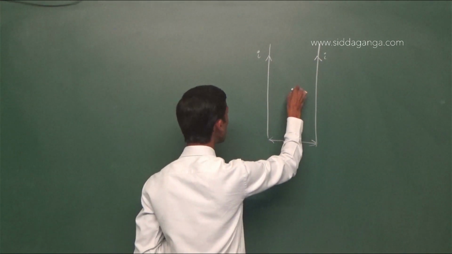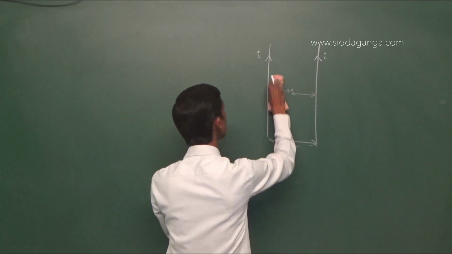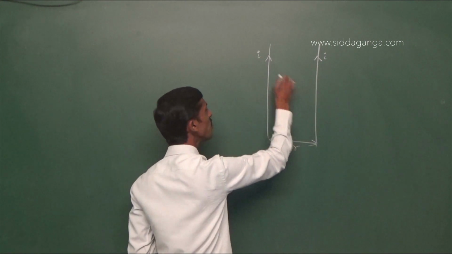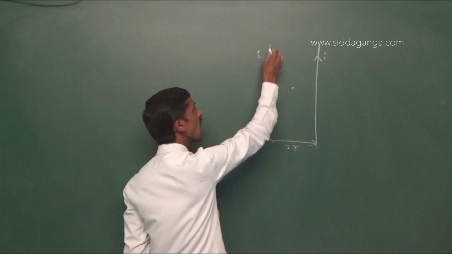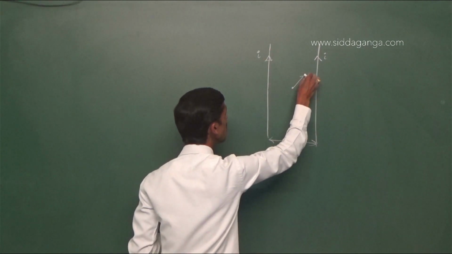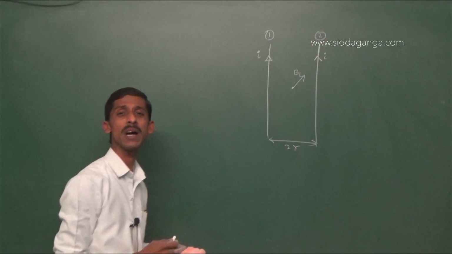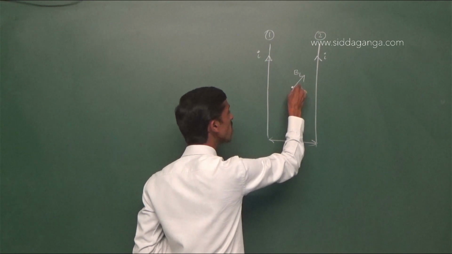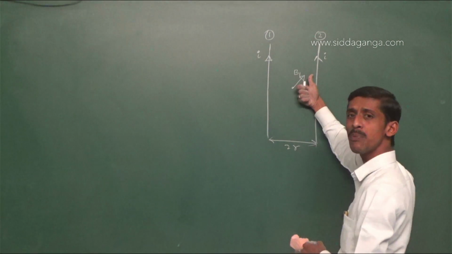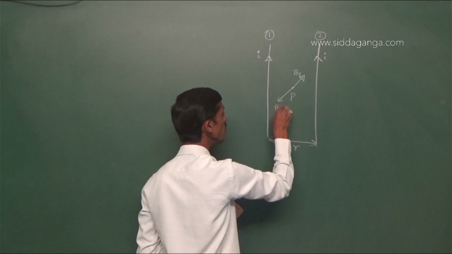What about the magnetic field at the midpoint? Between the two conductors, for like currents, according to the right hand rule the magnetic field due to the first wire is inward. Let me call it B1, this is wire 1 and this is wire 2. It is inward, perpendicular to the plane. At the same point, due to the second wire, as the current is upward, according to the right hand rule the magnetic field at point P is outward, perpendicular to the plane. That is represented by B2.